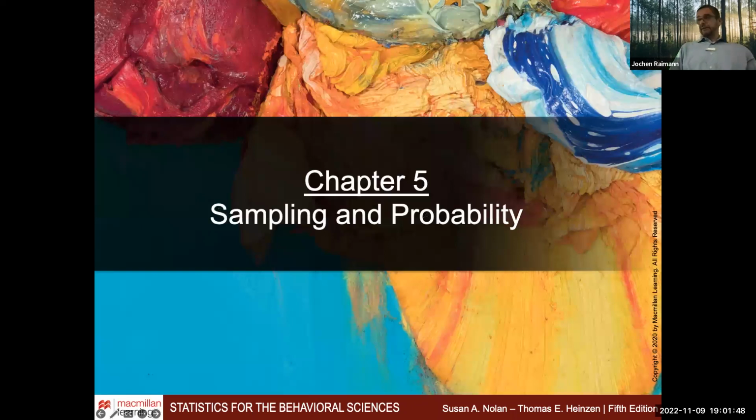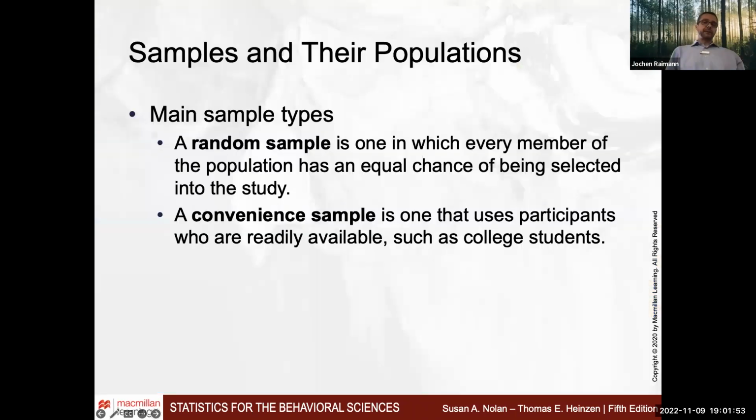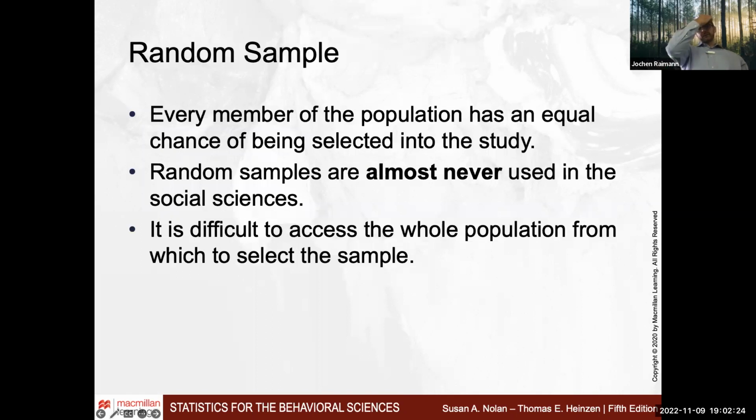Then we have chapter 5, sampling and probability. It's a shorter one, but quite important to keep in mind. Understand the difference between a random sample and a convenience sample. Understand why a convenience sample is the most commonly found sample in research: because it's readily accessible. A random sample is very hard to accomplish in practice, because randomness is very hard to create. Random samples are almost never used because convenience samples are readily accessible.